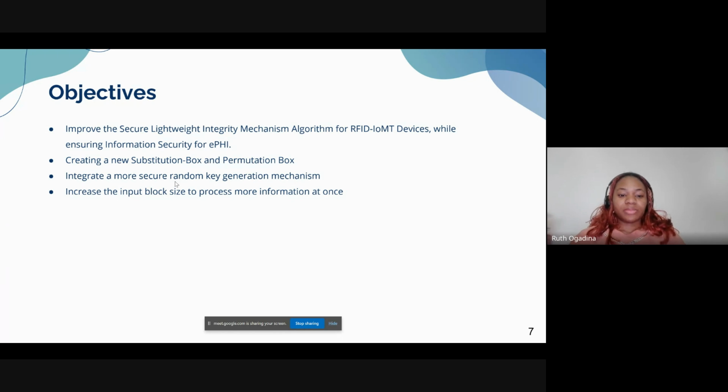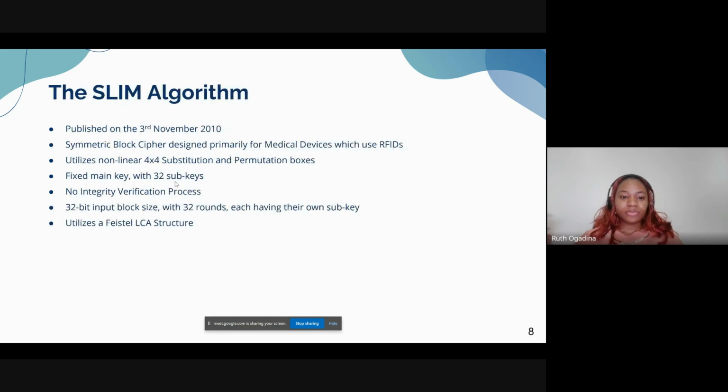Another objective was to create a more secure random key generation mechanism, as the current one implemented by the SLIM algorithm is not very secure and is very prone to brute force attacks. The final objective of this project was to increase the input block size while maintaining security, such that it would be able to process more data in a shorter period of time, while still prioritizing security and not having to slow down so much. So this is some information about the SLIM algorithm.